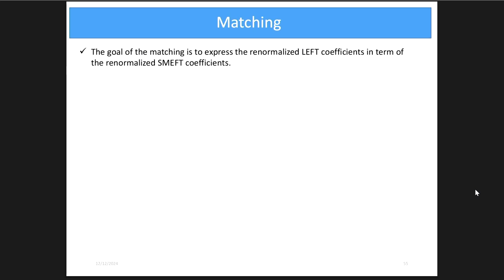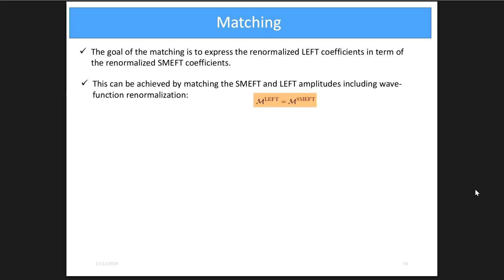Now, matching. As you remember from the flow chart I mentioned, at one step you need to do the matching. The goal of the matching is to find the coefficients at different orders, in a fixed-order perturbation theory or in any kind of matching calculation. The idea is to find the coefficient at a different scale. So what do you need to do?